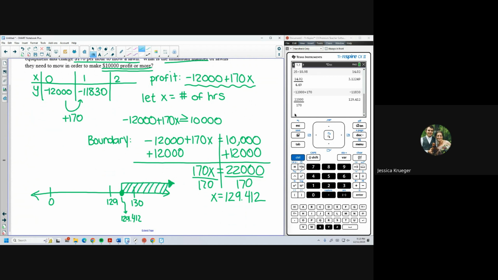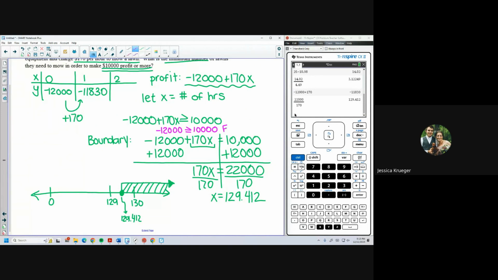If you plug 0 in, if they don't work any hours, this money is gone. So they're in the hole $12,000. And negative $12,000 is not greater than 10,000. So 0 hours wouldn't work.